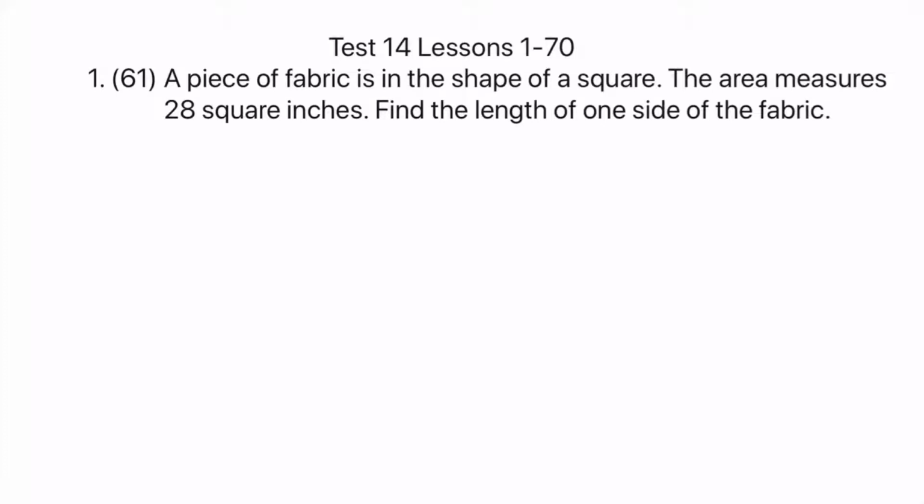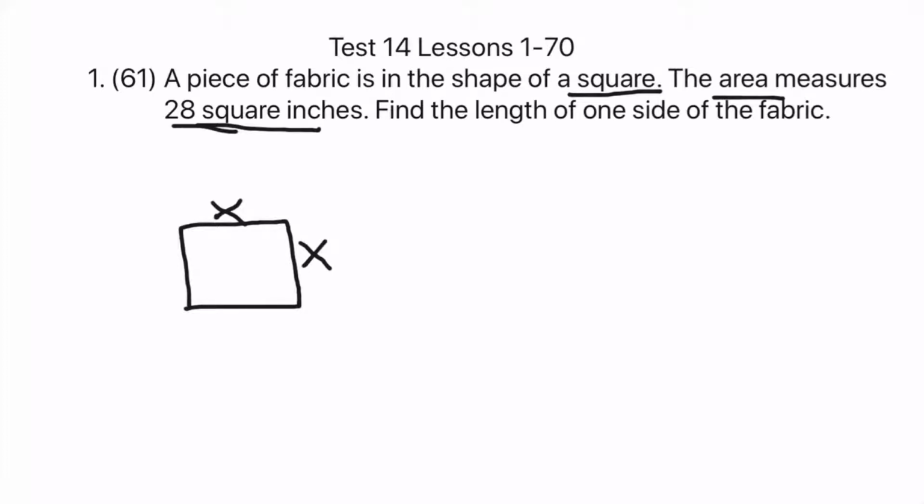So some important information is we know this is a square, and the area measures 28 square inches. So when you have a square, all sides are equal. So we have the length times the width gives us the area. And since these are both the same numbers, it's just x squared. And we know that that equals 28.